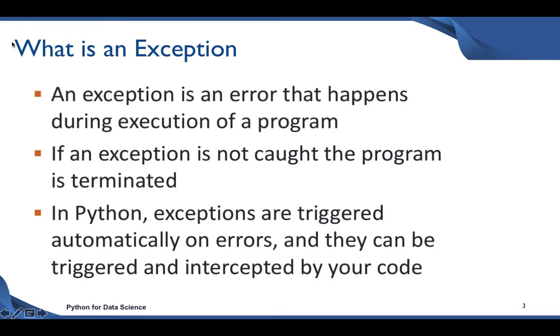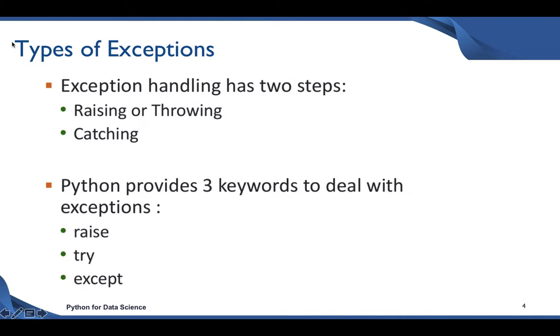In a nutshell, an exception is an error that happens during the execution of a program, and if it is not caught, your program is terminated, and the operation you wanted to do will not happen because the exception has occurred. So a better way of writing programs is to catch that exception, to write user defined code so that your program keeps running.